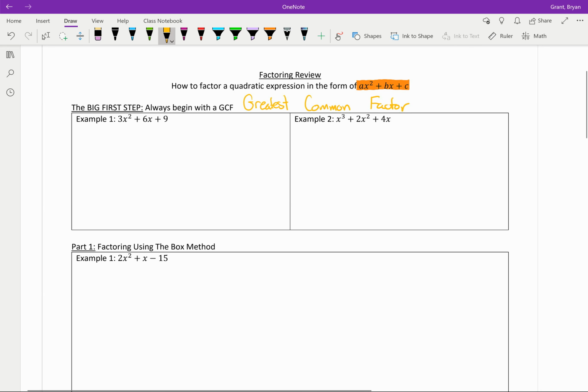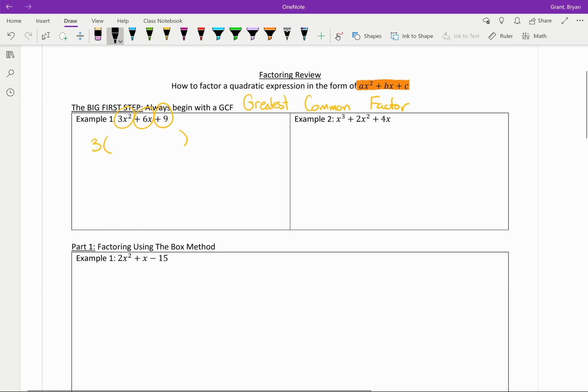So most of the equations or expressions that we look at are going to have three terms, and if we're looking for a common factor, we need to find a value that goes into all three of these terms. In this case, 3x squared, 6x, and 9, it looks to me like all three of those have the value 3 in common, so I'm going to factor or divide out the number 3.